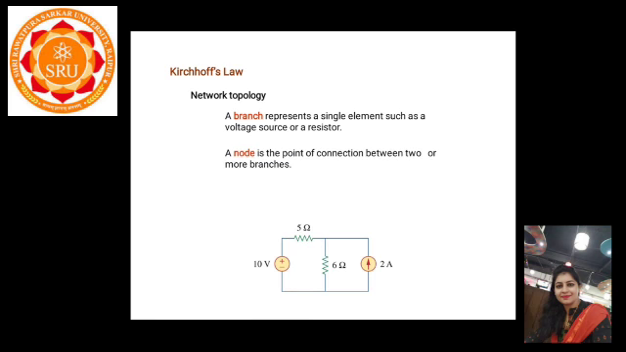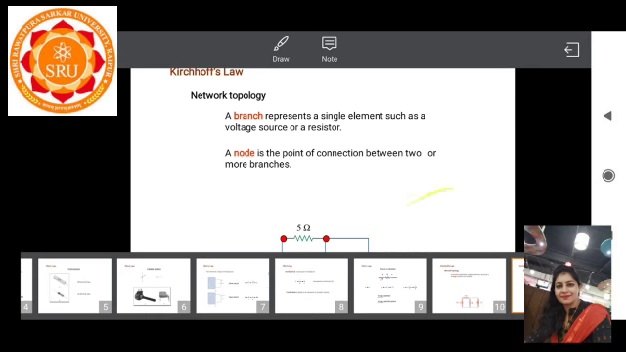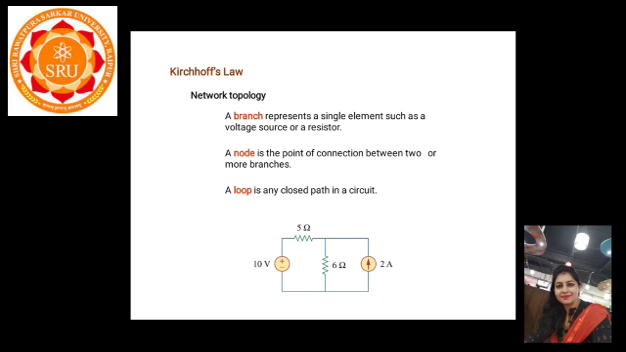The second one is a node. A node is a point of connection between two or more branches. There is one branch which connects the 10 volt battery and another the 5 ohm resistor. These two branches are connected by a point. This point is called a node. Another node is this. The next one is this. Why? Because two branches are connected. The third one is a loop. A loop is any closed path in a circuit. There are mainly two types of loop: the first one and the second loop.